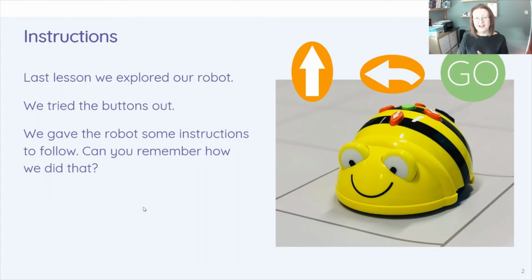So we tried that out and we gave our robot instructions to follow. So if you remember, each one of those arrows is an instruction. And when those instructions are put together, and we're planning it out and thinking it through, that is an algorithm. And when we put it into the robot, it is a program.